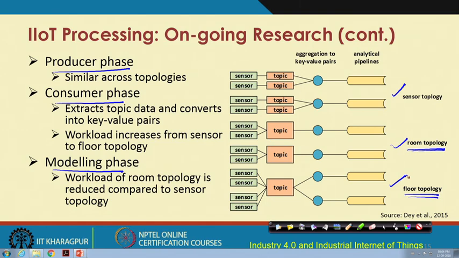The producer phase is similar across all these different topologies. The consumer phase extracts the topic data and converts them into different key value pairs, and the modeling phase does the workload modeling of the data that are received.